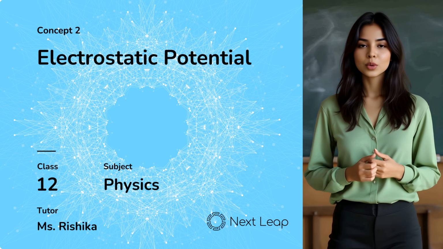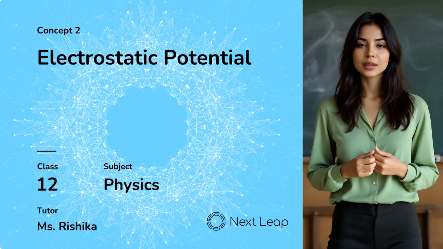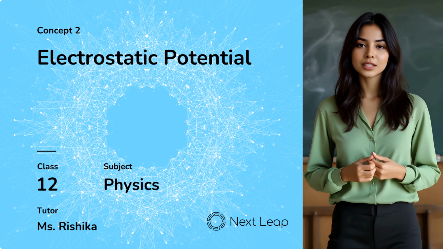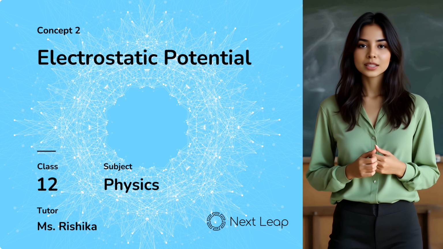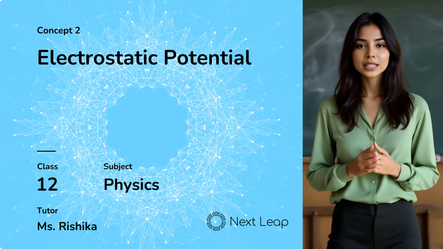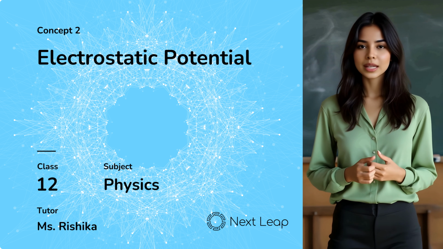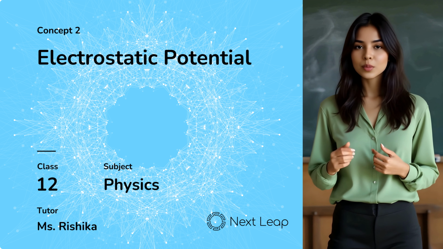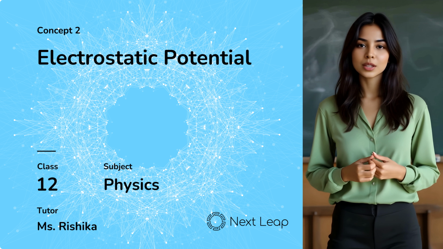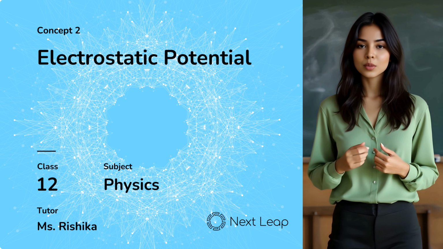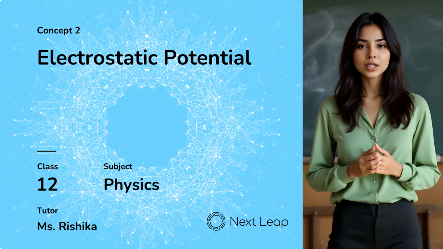If the charge you're approaching is also positive, you have to push against the repulsive force, and that means doing work. This is where the idea of electrostatic potential comes in. In physics, we define it as the work done by an external force in bringing a unit positive charge from a place infinitely far away to a point near a source charge without changing its speed. We denote this by the formula V equals W divided by Q naught, where V is the potential, W is the work done, and Q naught is the test charge.